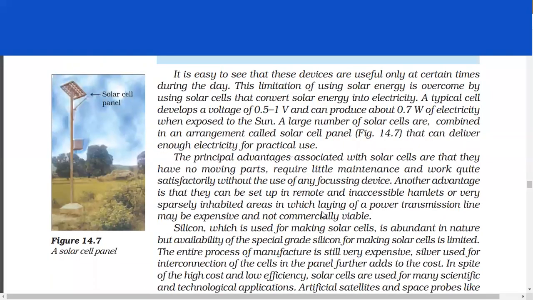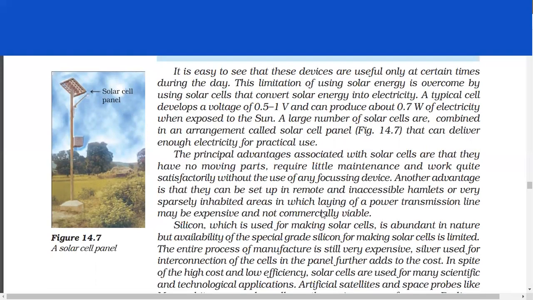It is easy to see that these devices are useful only at certain times during the day. This limitation of using solar energy is overcome by using solar cells that convert solar energy into electricity. A typical cell develops a voltage of 0.5 to 1 volt and can produce about 0.7 watt of electricity when exposed to the sun. A large number of solar cells are combined in an arrangement called solar cell panel that can deliver enough electricity for practical use.